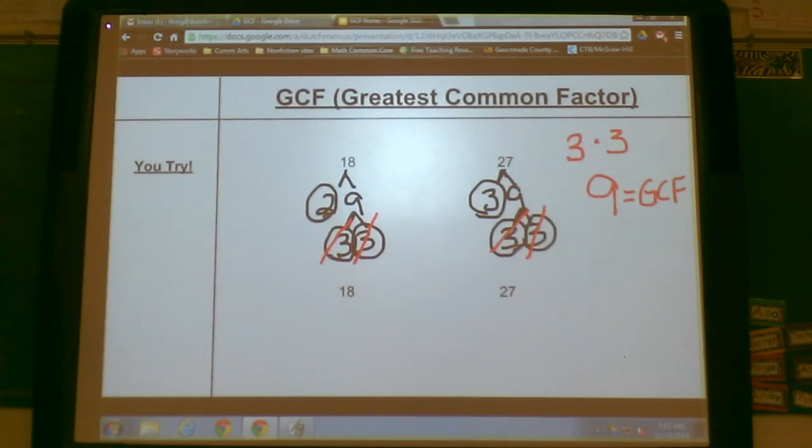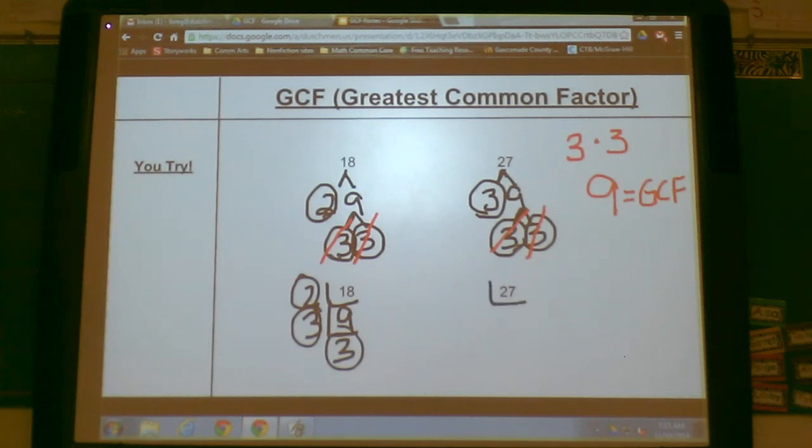Okay, now let's do the same thing, only let's do our step division method. So we start with 18. What's the lowest prime number that goes into 18? 2, good. 2 goes into 18 how many times? 9. Is 9 a prime number? No, it is not. What's the lowest prime number that goes into 9? 3, good. 3 goes into 9 3 times. All of these are prime.